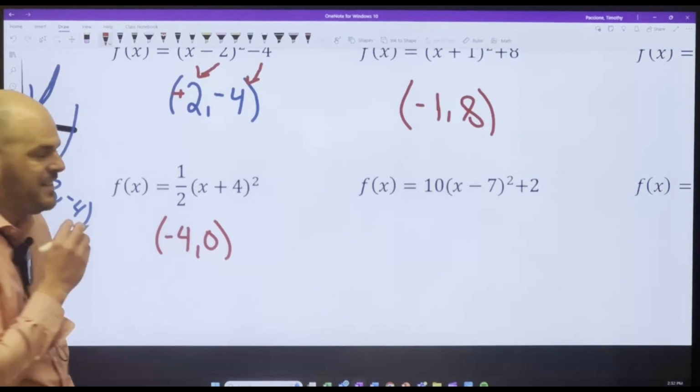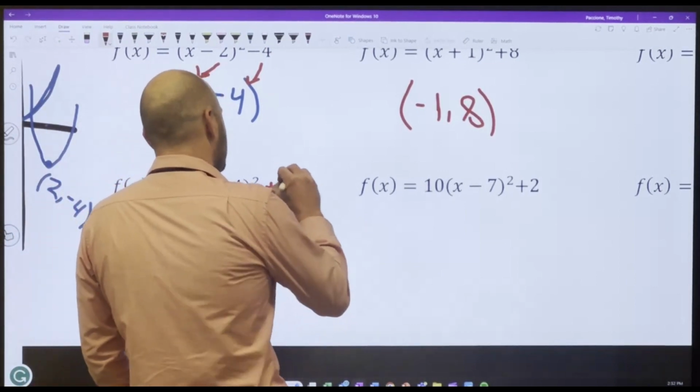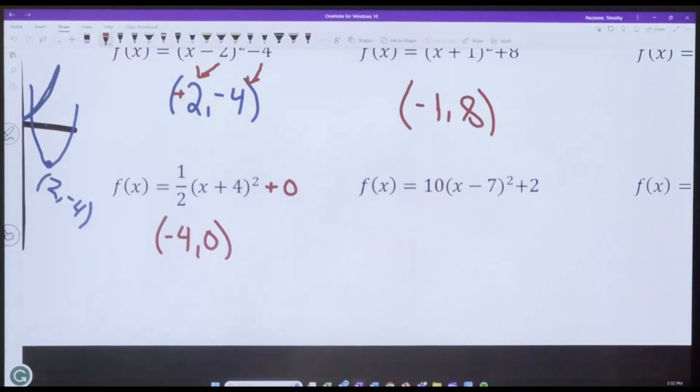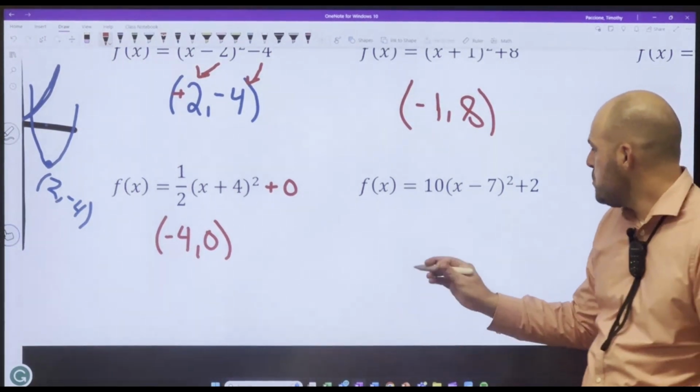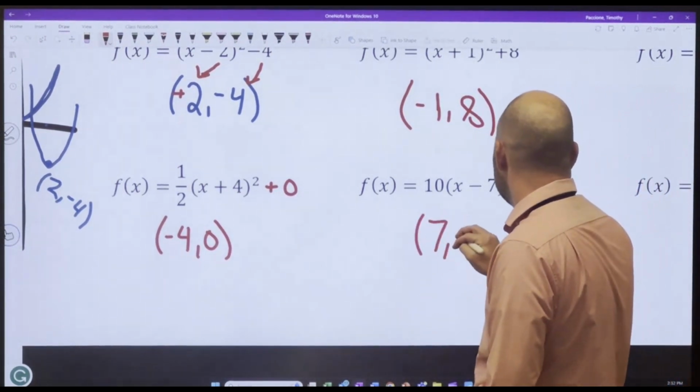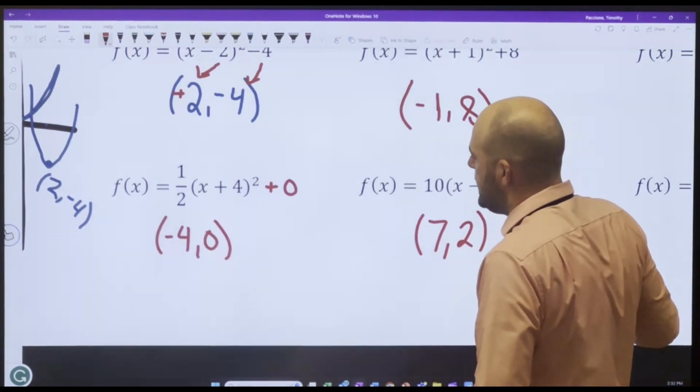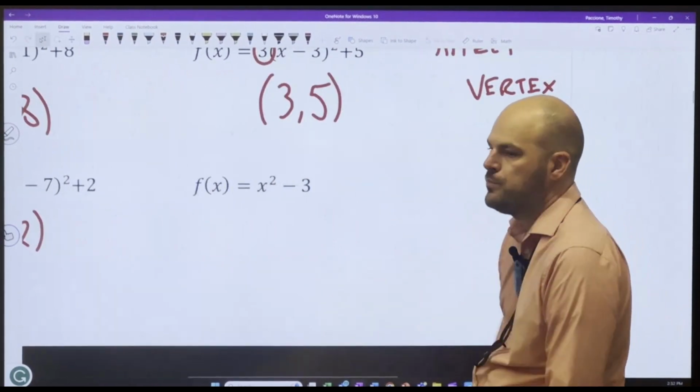If there was, but there's not. So plus 0 out there, right? Did I change anything by adding plus 0? No. And now it's in that form that we recognize, and it confirms that we have it right. Okay? This one, 7, 2, right? And then this one, 0, 3.